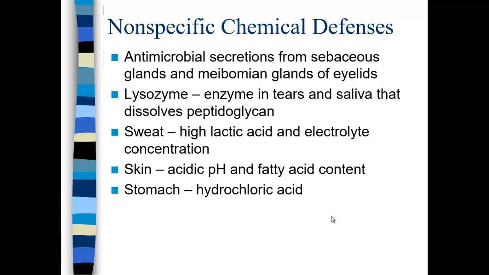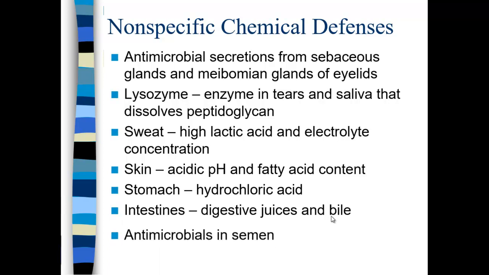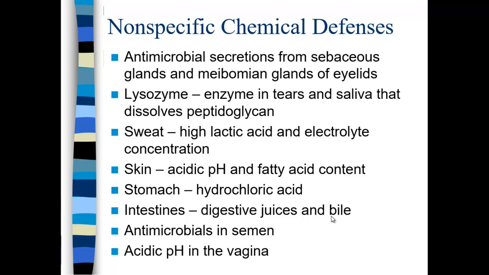Stomach contains hydrochloric acid. That's the acid that makes the pH in the stomach so low. That also kills microbes. The intestines include digestive juices and bile. And then antimicrobials are present in the semen, and this will prevent the spread of infectious diseases through the urogenital tract. And then the acidic pH in the vagina keeps yeast overgrowth in check.